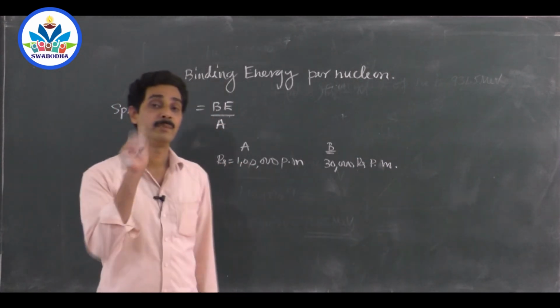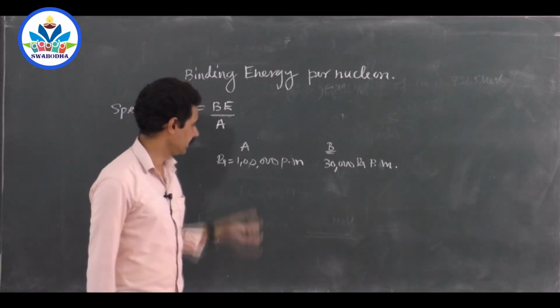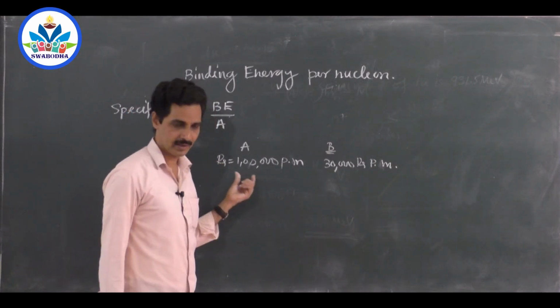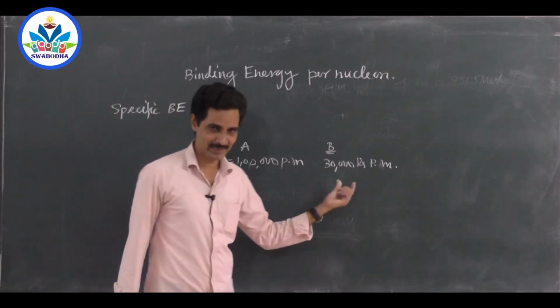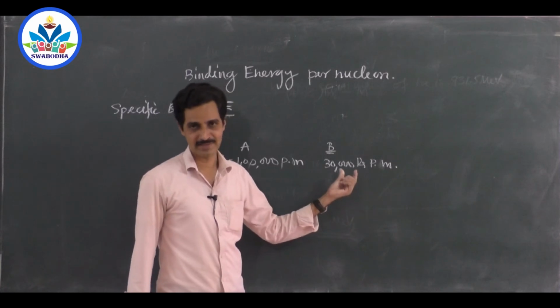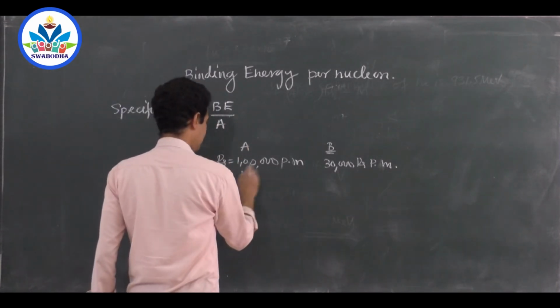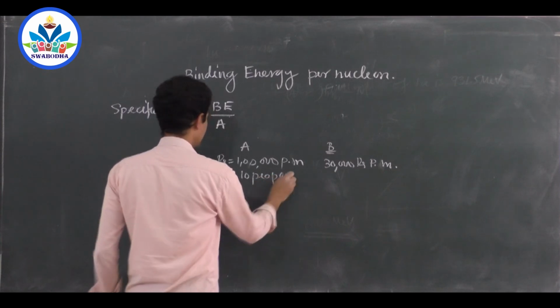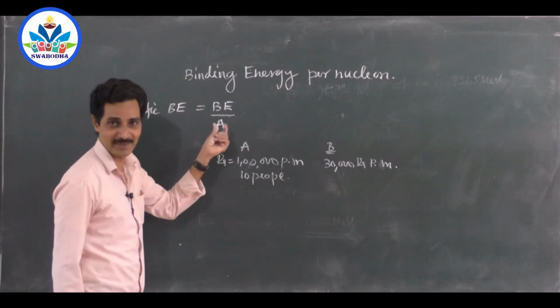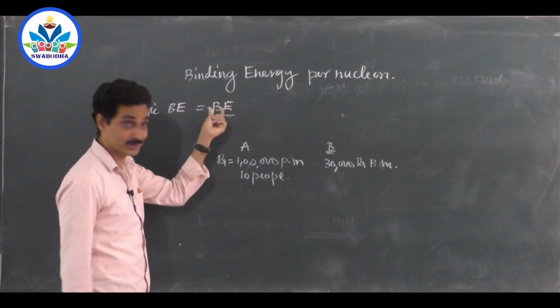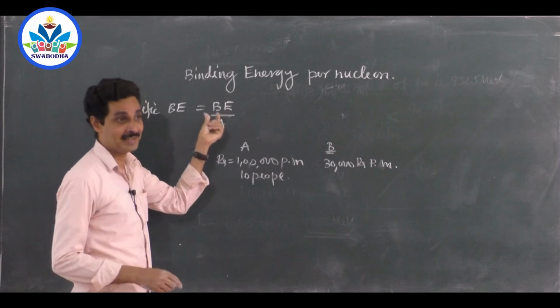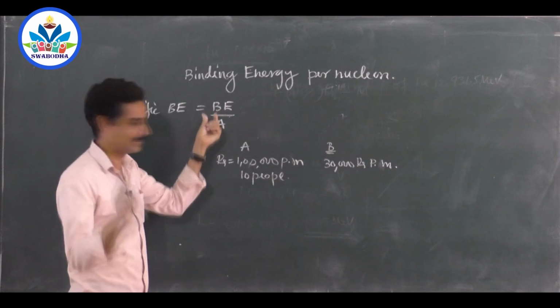You should have one more important piece of data, that is, how many people are there in the house of person A, and how many people are there in the house of person B. Let us imagine that person A has 10 people in his house. That's why I have divided it by mass number, right? How many people are enjoying this total binding energy? That is very important. If more people are enjoying it, that person will be poorer.